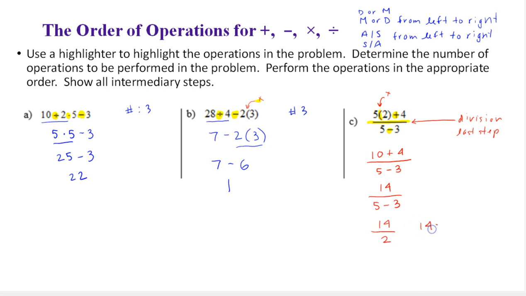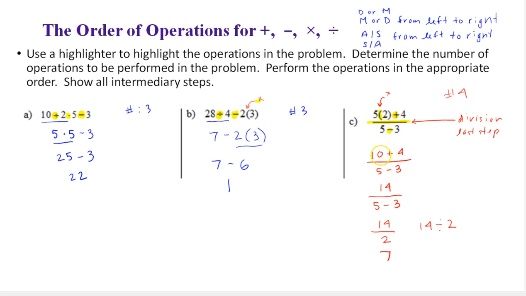So we have 14 over 2. Remember, this is equivalent to 14 divided by 2. And in this case, our last step is division. 14 divided by 2 is 7. Okay. So let's check our steps. I actually didn't write the number of steps. We had 1, 2, 3, 4. So the number of steps here was 4.